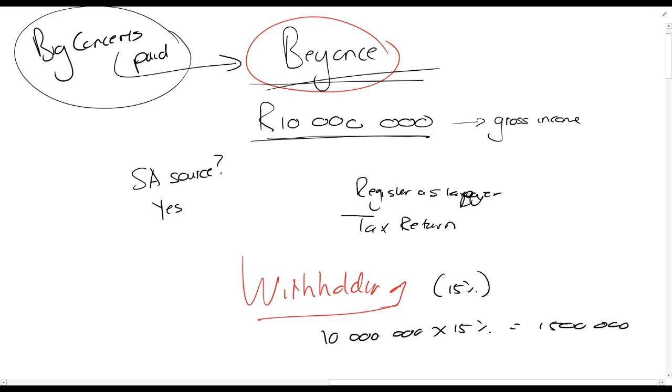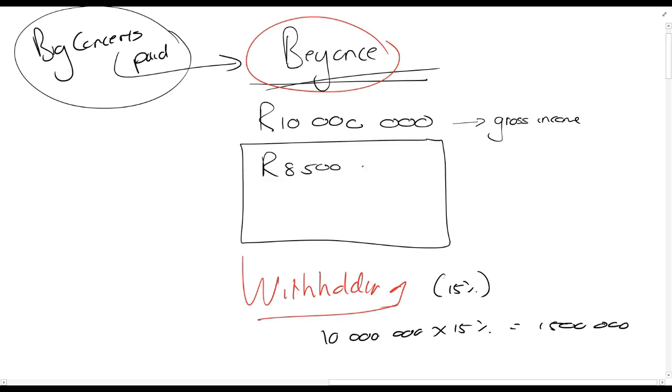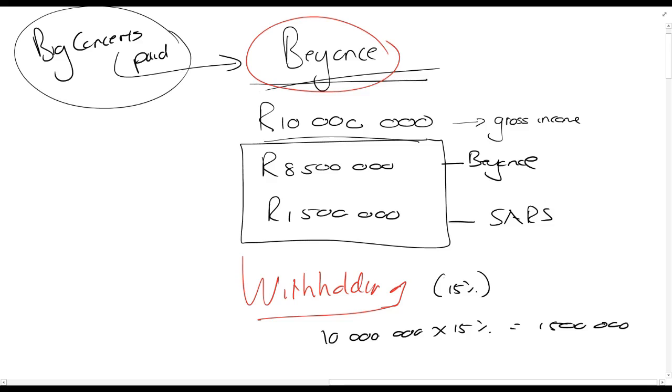Big Concerts, when you pay Beyonce, you owe her 10 million rands, but what you are going to do is split the 10 million: 8.5 million rands will go to Beyonce, and 1.5 million rands will go to SARS. So you say to Beyonce, yes, I owe you 10 million. Unfortunately, 1.5 million of that is tax. So you only get 8.5 million rands, and we pay the 1.5 million rands to SARS. And that is a withholding tax.